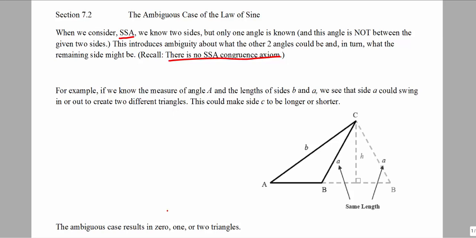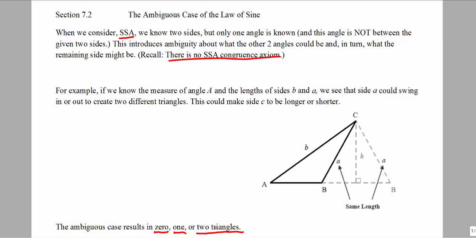The ambiguous case could result in no triangles, so no possible triangle could be formed with the information that we are given. It could result in one exact triangle or two different triangles. So just because we are given a side and an angle does not necessarily mean that there's only one answer for the two remaining angles and the remaining side.